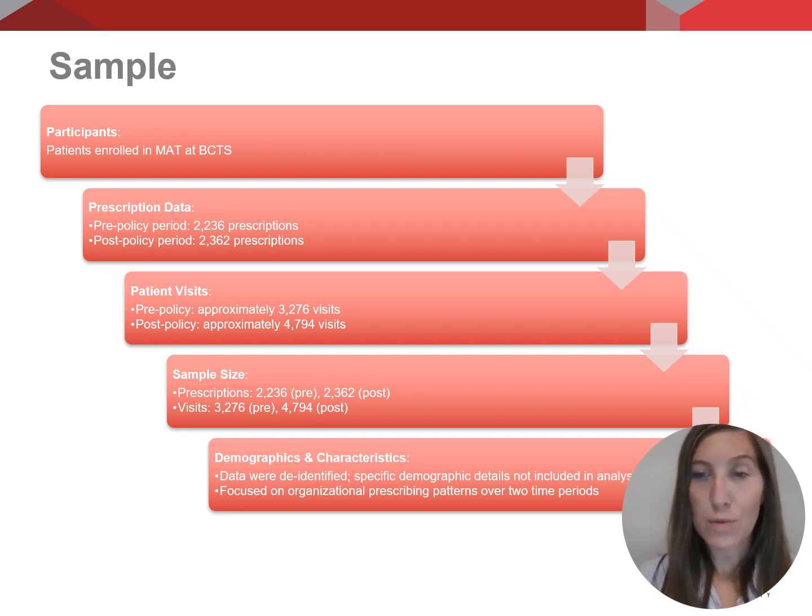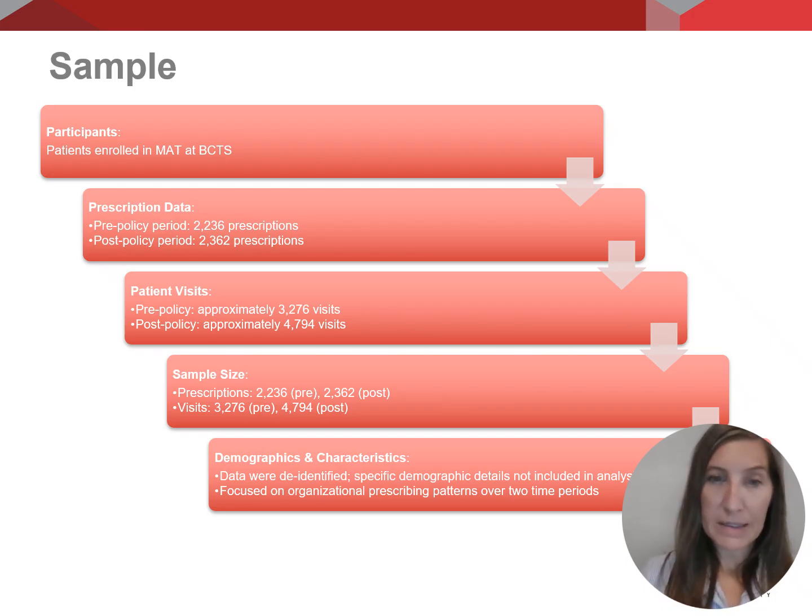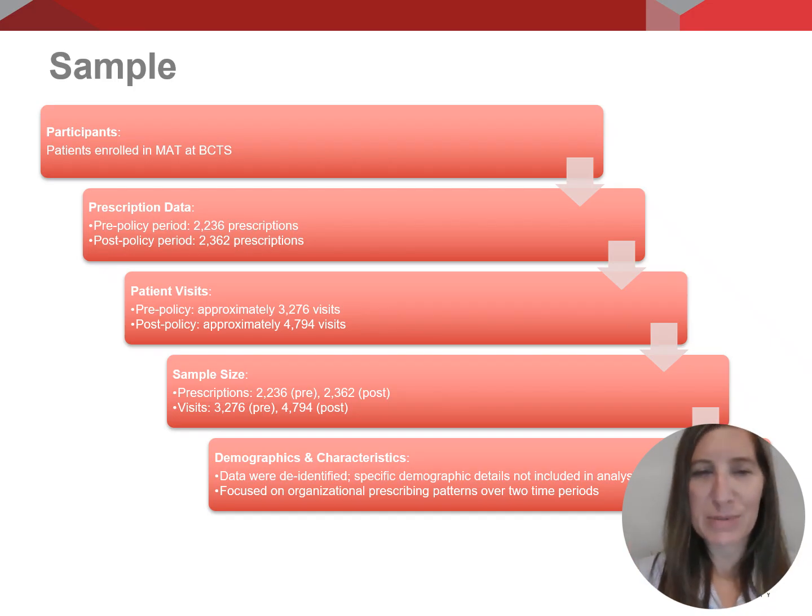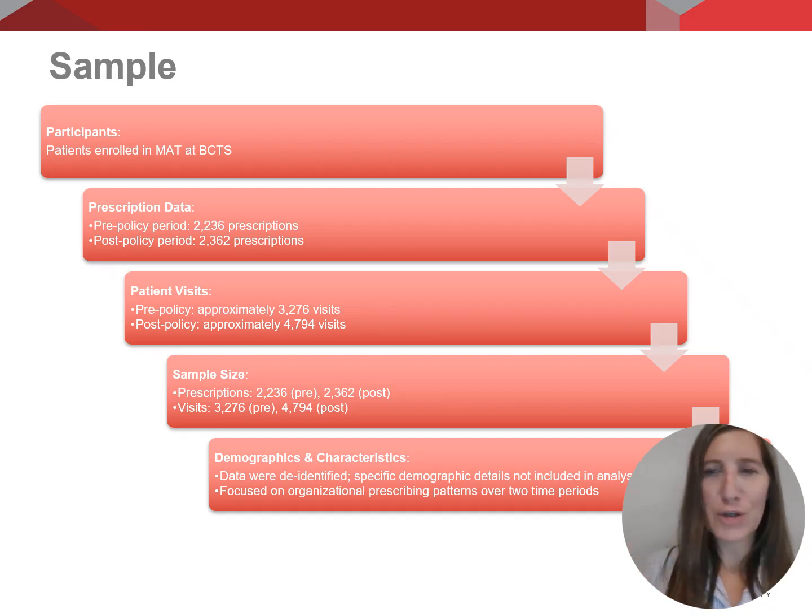And my sample sizes were very large. So that was very unexpected. When I was working with the statistician, we were really nervous that I had no idea when I was putting this together. We thought, well, maybe I'll be really lucky if I get 100 or 200 prescriptions, and that's really what I needed to show a statistical significance. And then I ended up with thousands of prescriptions and thousands of patient visits for the pre and the post.